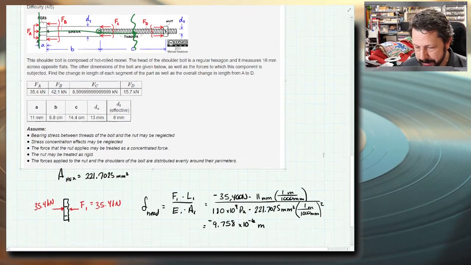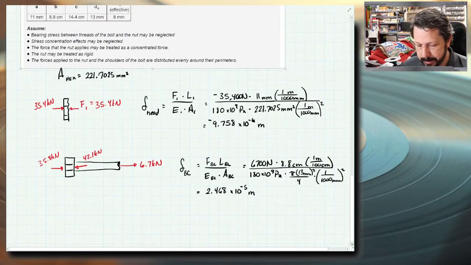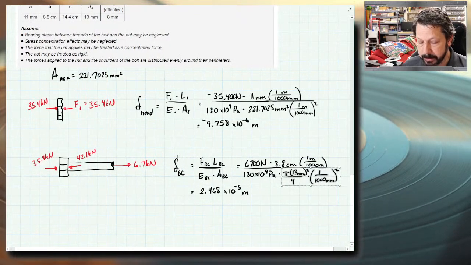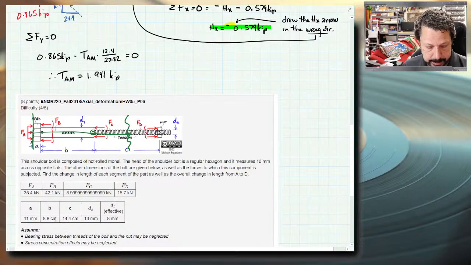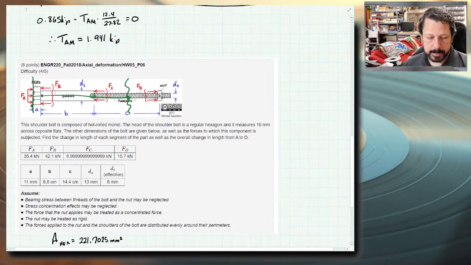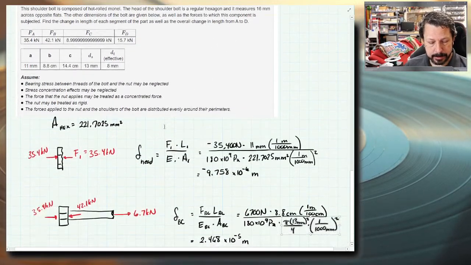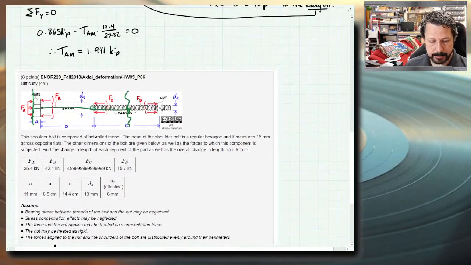So we would do basically the exact same thing we just did. The difference would be we'd have a different force and a different area. And I guess we'd have a different length too. The length of this is C, which is 14.4. So all of this one together, to actually finish it, solve the change in length of the entire thing is what it actually asks you to do.